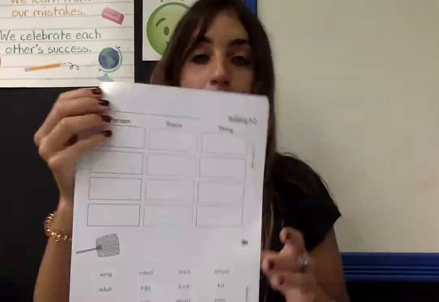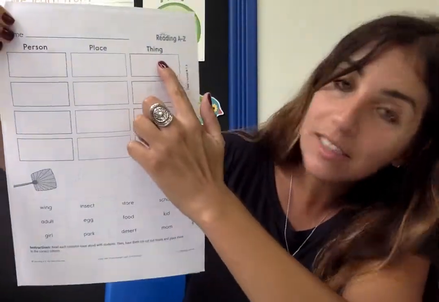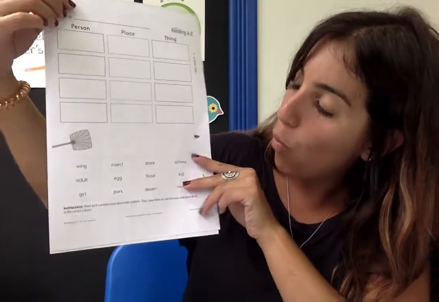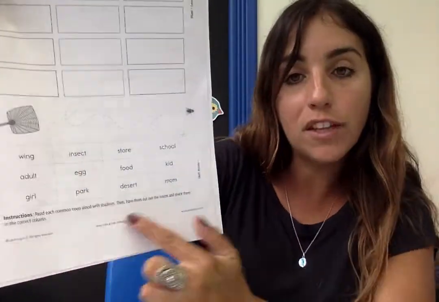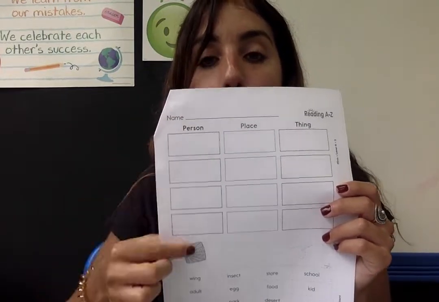And here we have work that has to do with nouns. So we have person, place, and thing. So what we're going to do is look at all of these words here and decide, are these words people, are they places, or are they things? Whatever you think they are, you're going to glue them in the right spot.